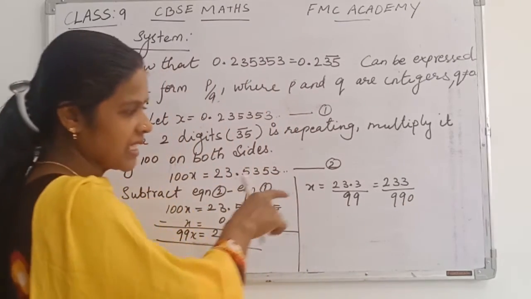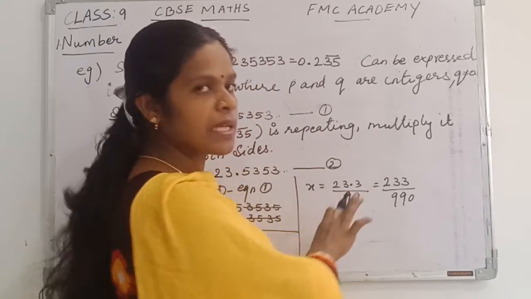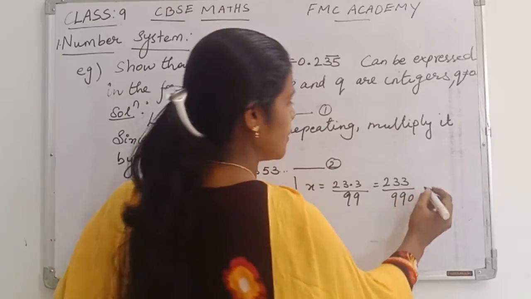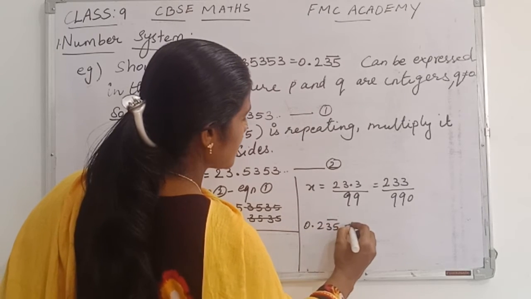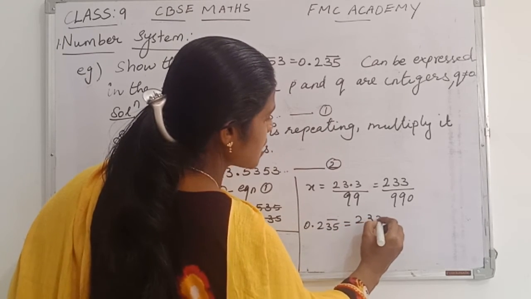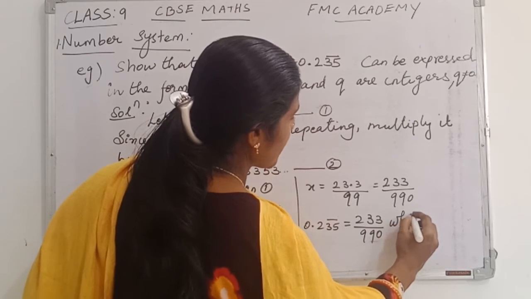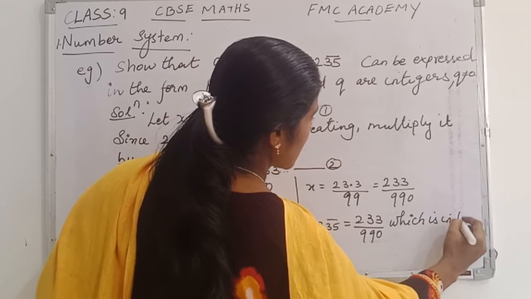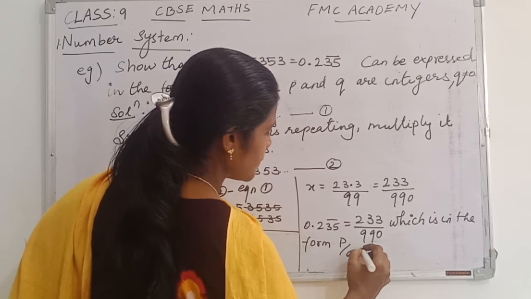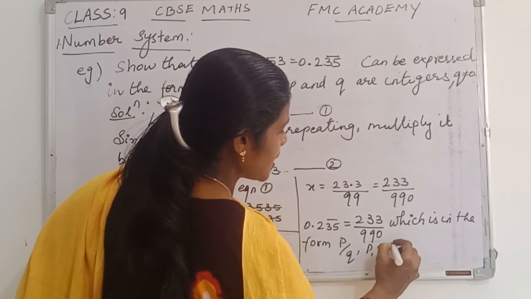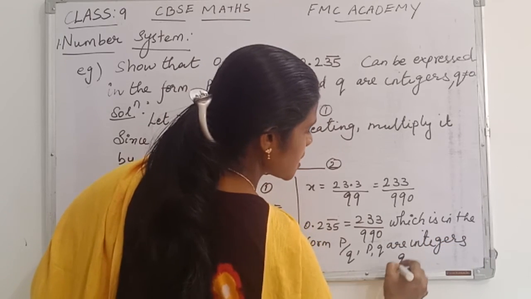990. So you check whether the number can be simplified further or it is in the standard form. So I think it is in the standard form. So this is the final answer. So we can write that 0.235 is equal to 233 by 990, which is in the form P by Q, where P, Q are integers, Q is not equal to 0.